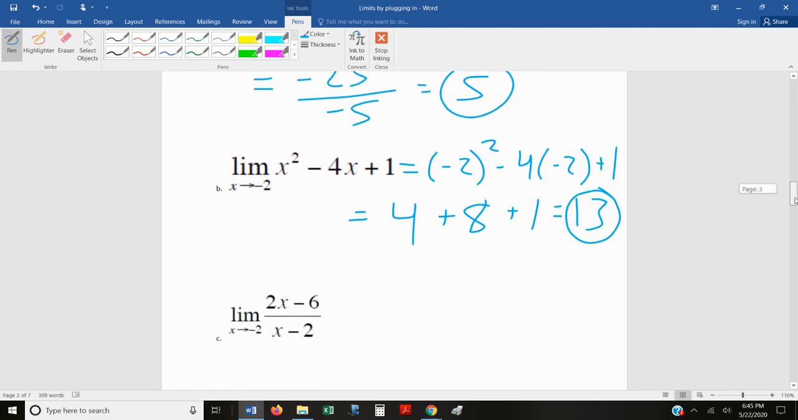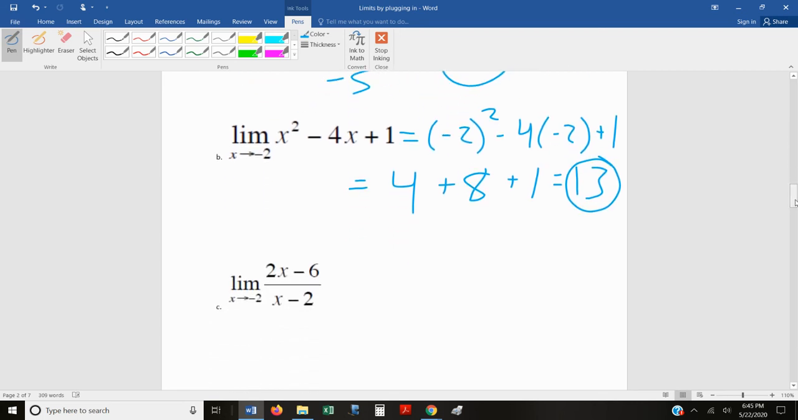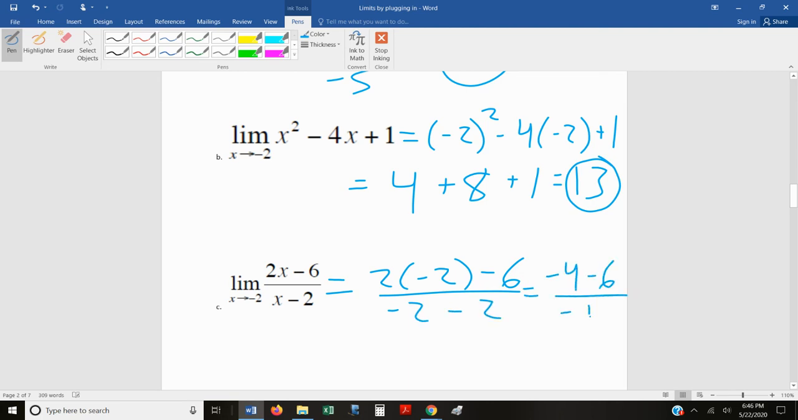And the very last one for you to try, go ahead. We have 2 times negative 2 minus 6, negative 2 minus 2. That is negative 4 minus 6 over negative 4, negative 10 over negative 4, which is 5 over 2. Or you could have 2.5.